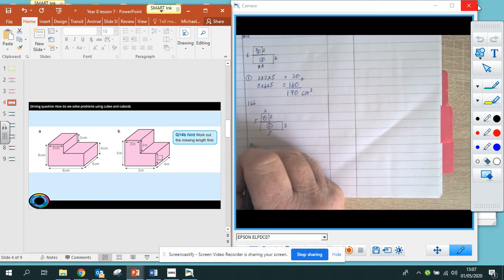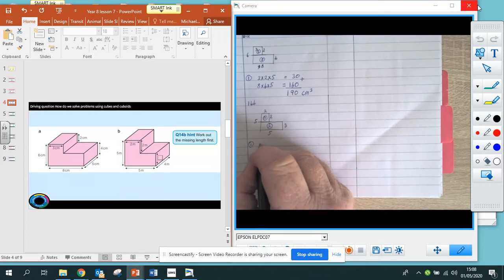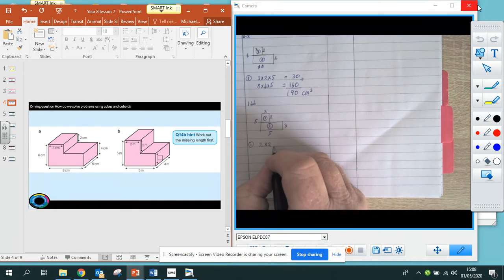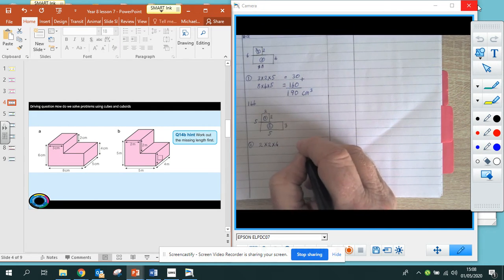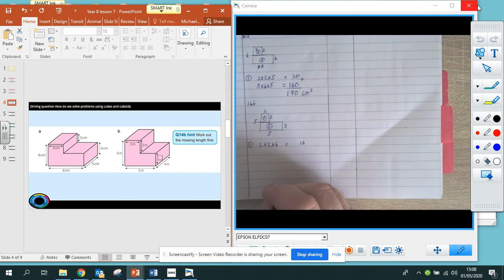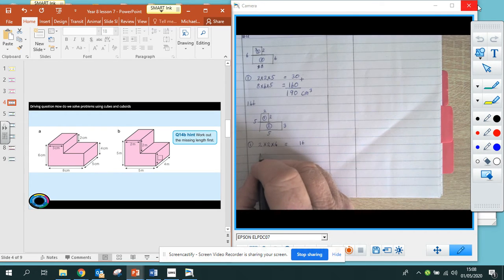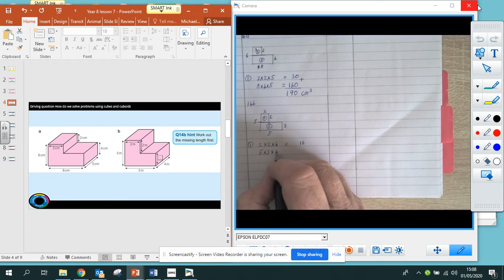So shape 1, we've got 2 times 2 times 4. 2 times 2 is 4, times 4 is 16. And on the bottom, we've got 5 times 3 times 4.